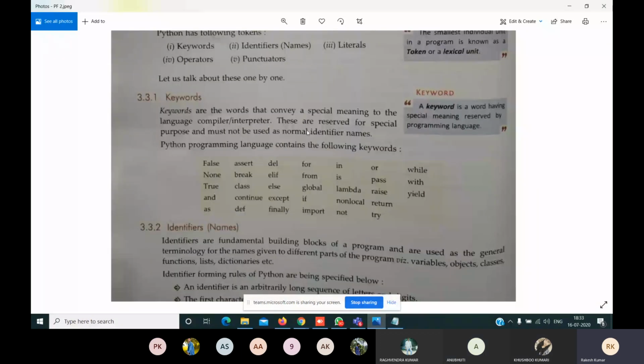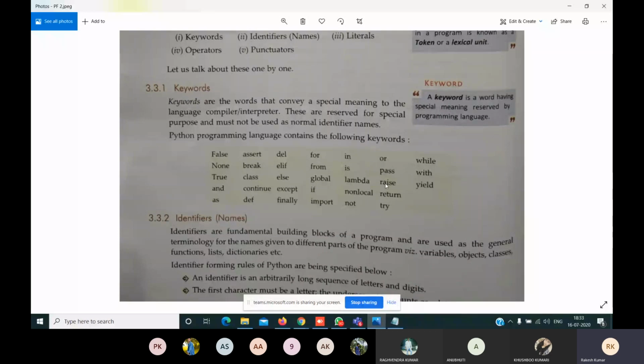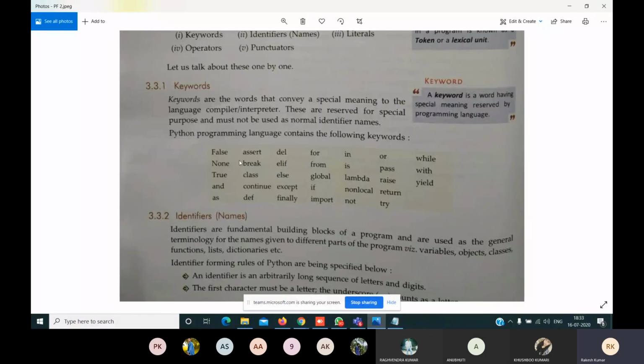So here are the keywords: False, None, True, and, as, assert, break, class. These are the reserved words. These are the keywords and have a special meaning to the compiler.